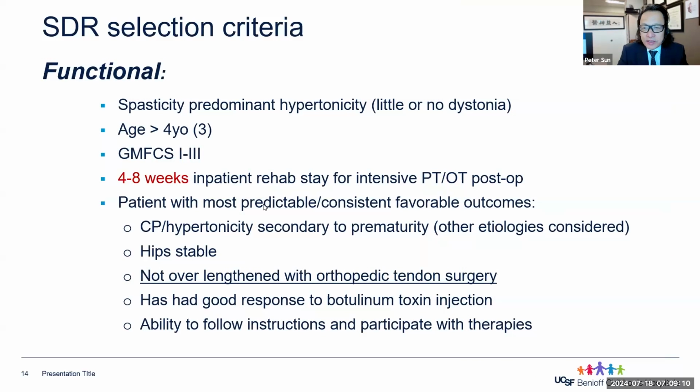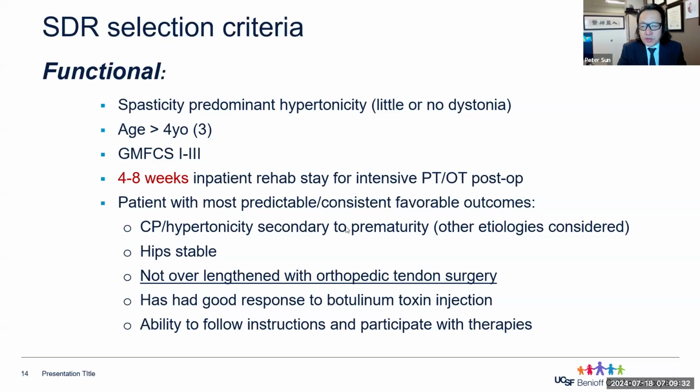So the selection criteria: we like to get to children early if we can. There's two types of SDR. The first type is functional, where we're trying to improve function. So age, we want to be young, but greater than 3 to 4, so they can cooperate with our 4 to 8 weeks of inpatient rehab program, which we think is very important.